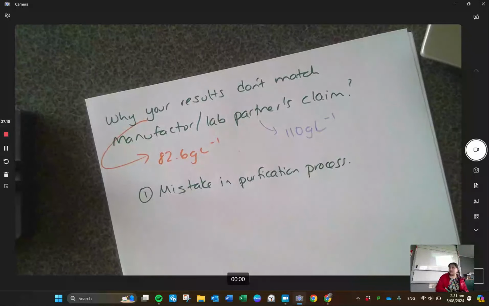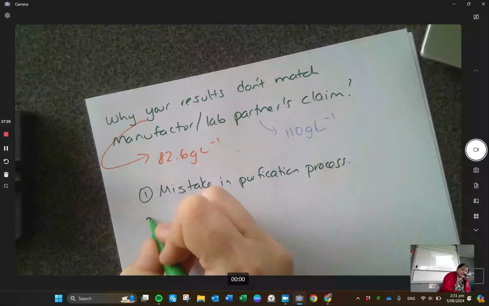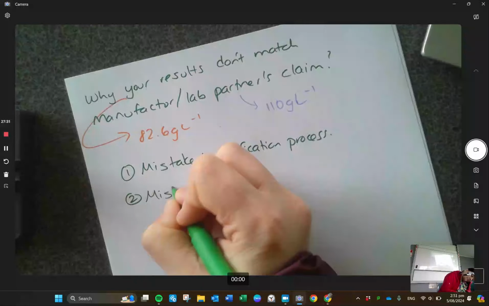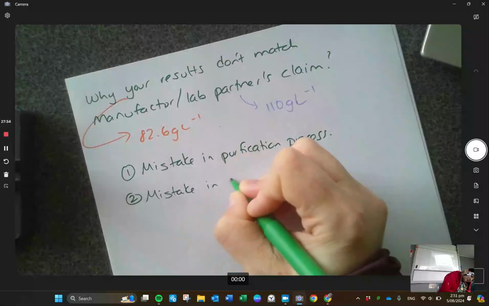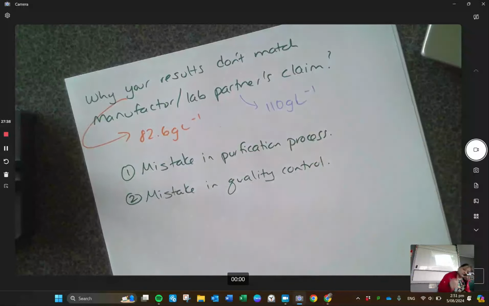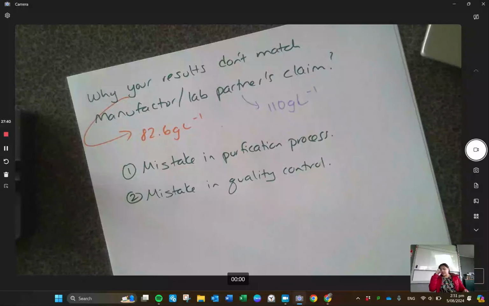Is one potential source. The second source of problems could be that the manufacturer has a problem with their quality control. So when they check the concentration, the concentration was not correct. So there should be some quality control process with all products just to make sure things are being made correctly, and something in what we call QC, quality control, failed.